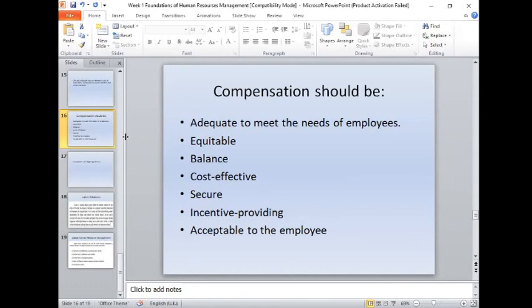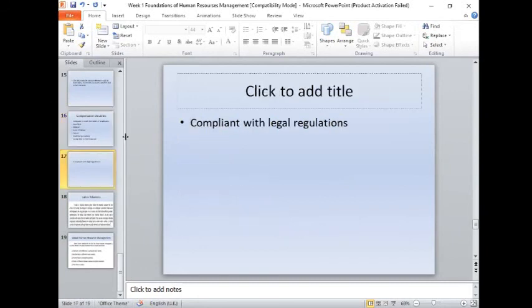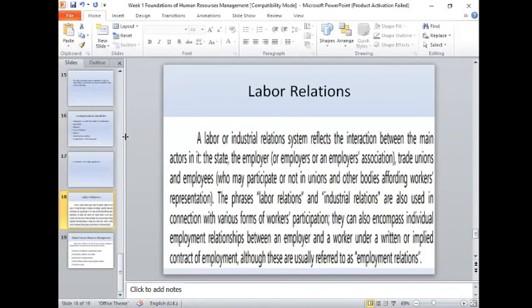That's why in the job offer, when there's a new applicant, you give a job offer for salary, it's up to the qualified applicant to accept or to reject. And of course, the compensation should comply or conform to the legal regulations, which is the labor code. And the last one is the labor relations.